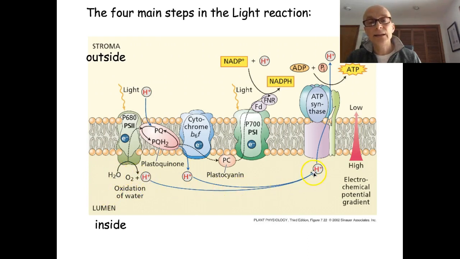And then that sets up the electrochemical gradient, the hydrogen gradient, that is used through ATP synthase to produce ATP from ADP. Let's go through this step by step.